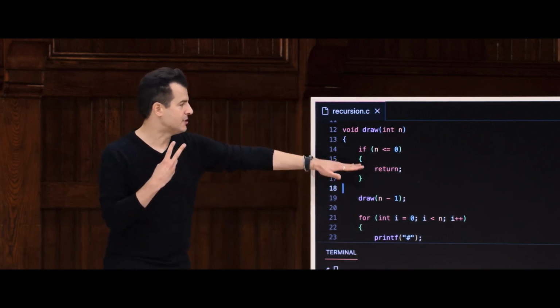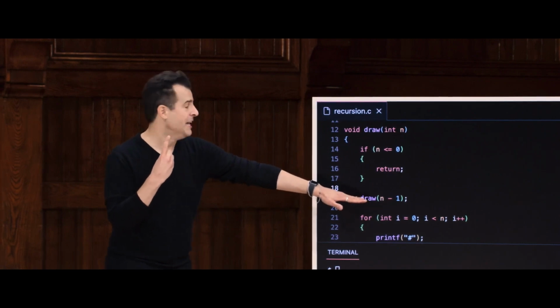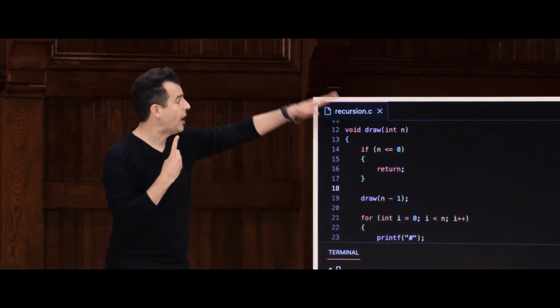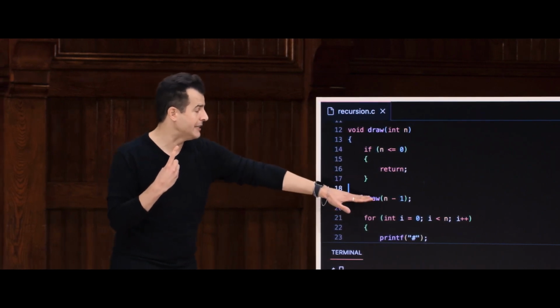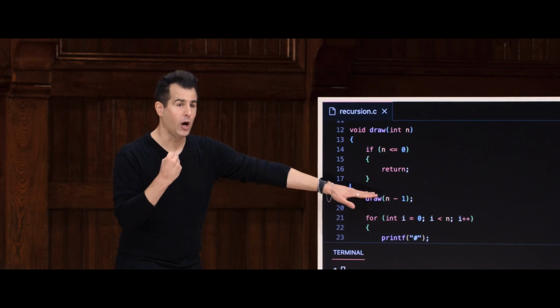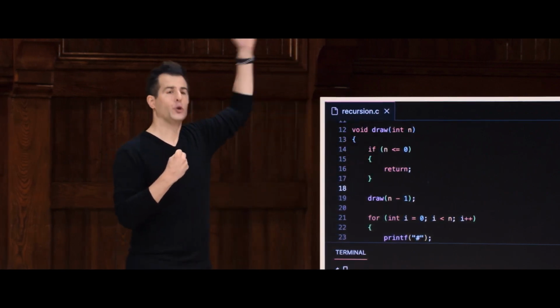OK, how do you draw 2? Well, 2 is not less than 0, so you don't return. So you draw 1. Got to be careful here. Draw 1, and now we go back to the beginning. How do you draw 1? Well, 1 is not less than 0, so you don't return. You draw height 0. How do you draw height 0? Wait a minute. 0 is less than or equal to 0, and you return.